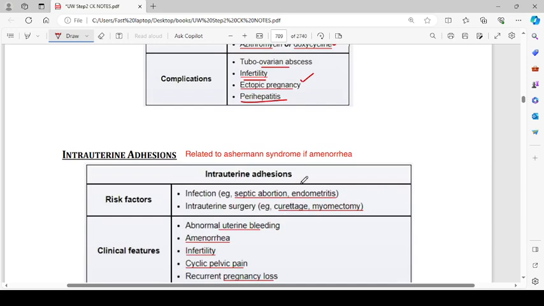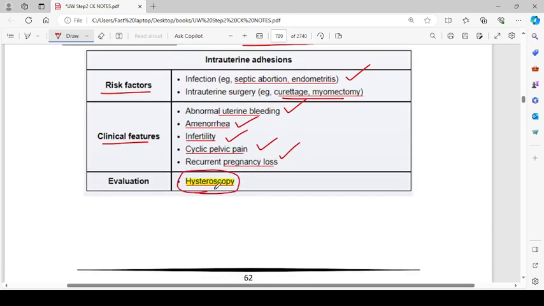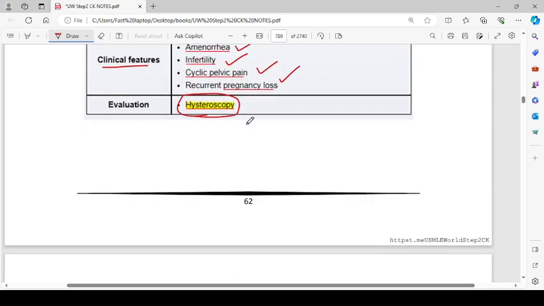Then we have intrauterine adhesions, related to Asherman syndrome if amenorrhea. For intrauterine adhesions, the risk factors are infection like septic abortion or endometritis, and intrauterine surgery like curettage or myomectomy. The clinical features are abnormal uterine bleeding, amenorrhea, infertility, cyclic pelvic pain, and recurrent pregnancy loss. Evaluation is done with a hysteroscopy. If intrauterine adhesions are associated with amenorrhea, this can be because of Asherman syndrome, a condition in which there is amenorrhea because of excessive loss of endometrium during dilation and curettage.